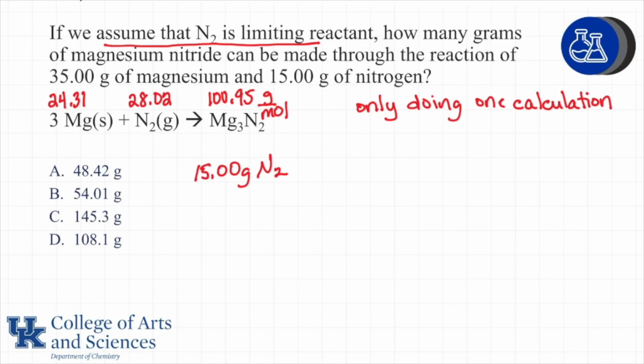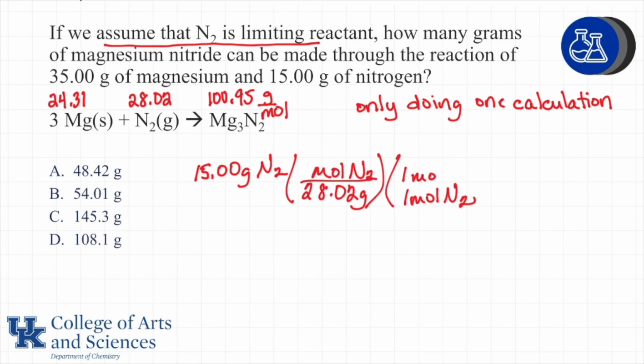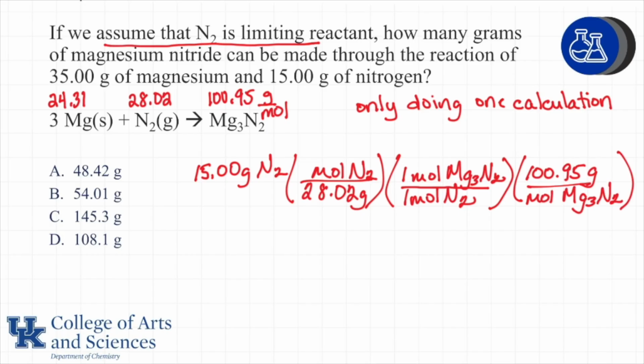I start with my 15 grams of nitrogen, convert to moles using the molar mass, using my mole to mole ratio, which is 1:1 from a balanced chemical equation, using the molar mass of magnesium nitride, and we find that we get 54.04 grams of magnesium nitride. Again, don't worry about slight differences in that last digit. So B is the correct answer.